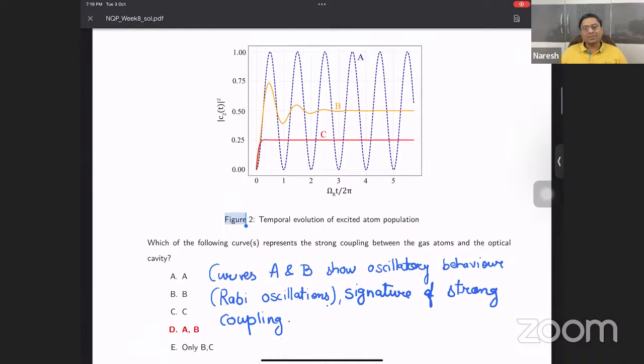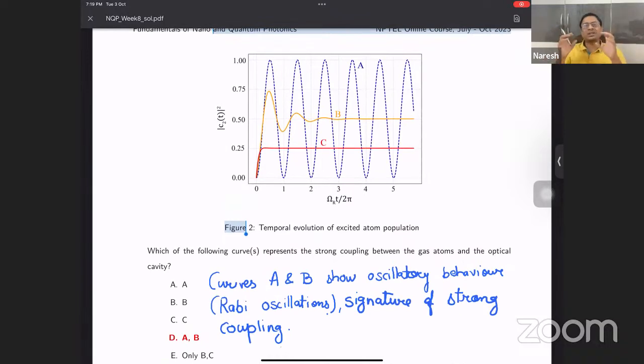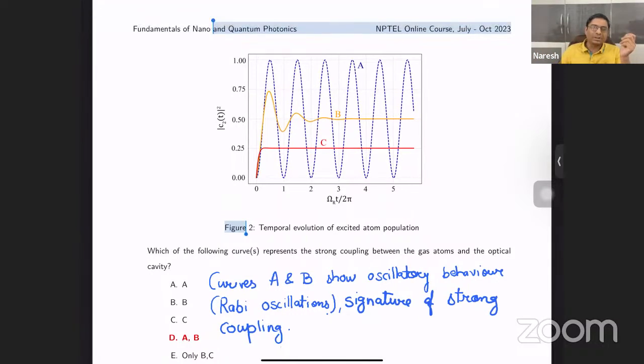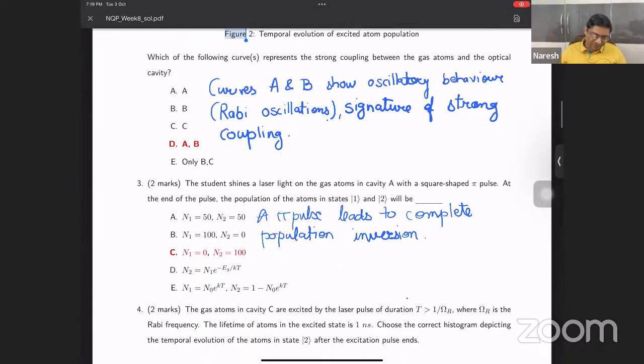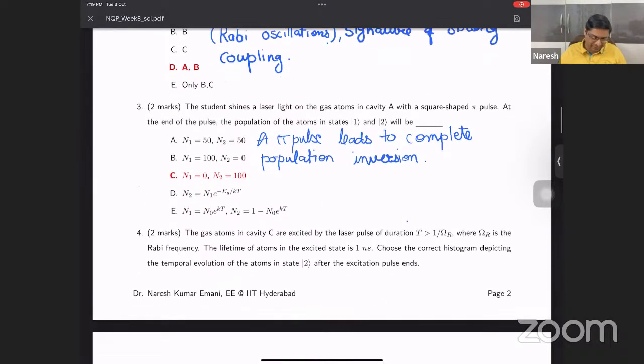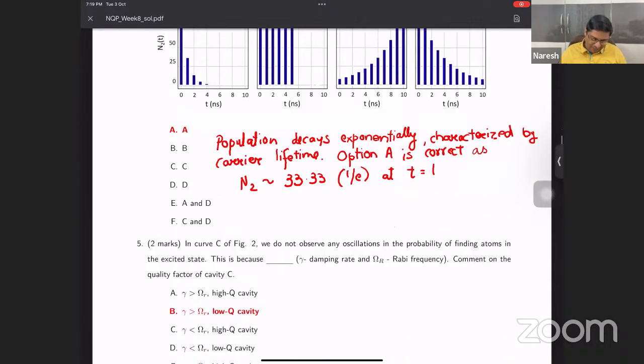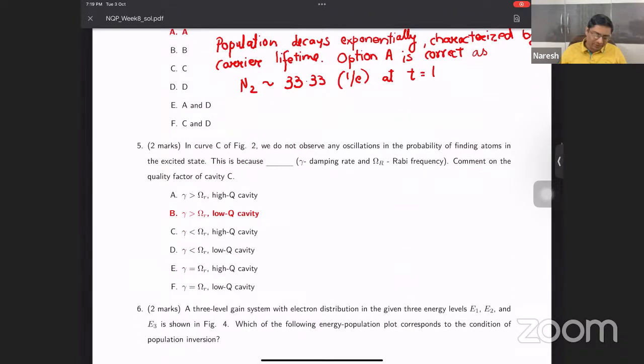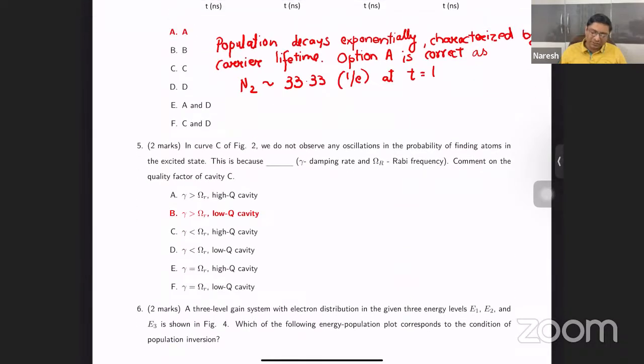Of course, strong coupling means you are able to exchange energy between the cavity and the atom system. So that is A and B, wherein you are able to exchange energies. That's why you are seeing these oscillations, which we call Rabi oscillations. Now, in the next question, you shine a laser, what happens, and so on. How do we program it? That's a different matter.